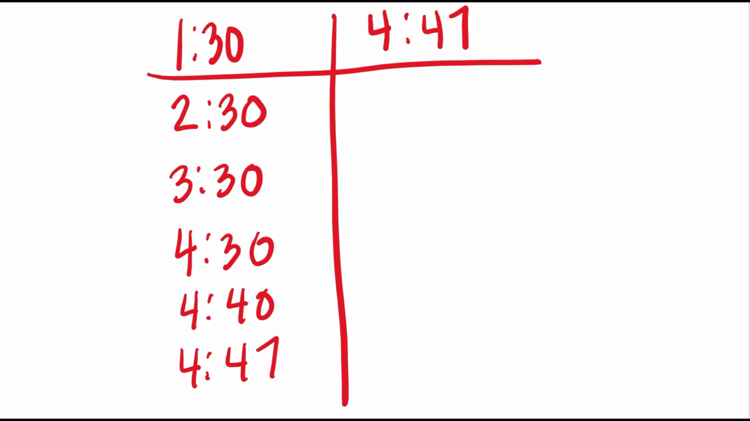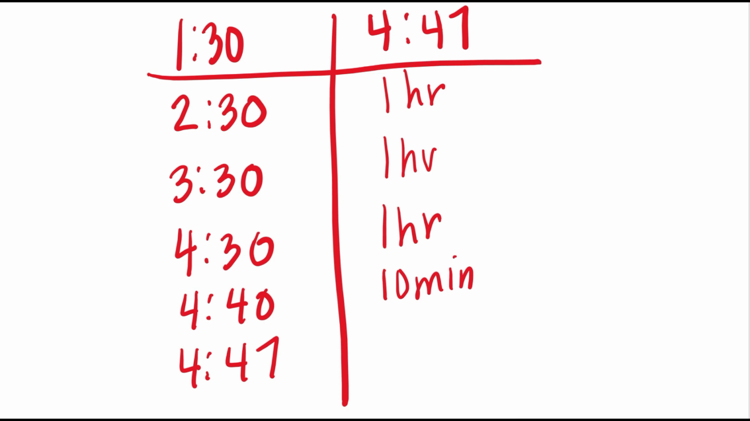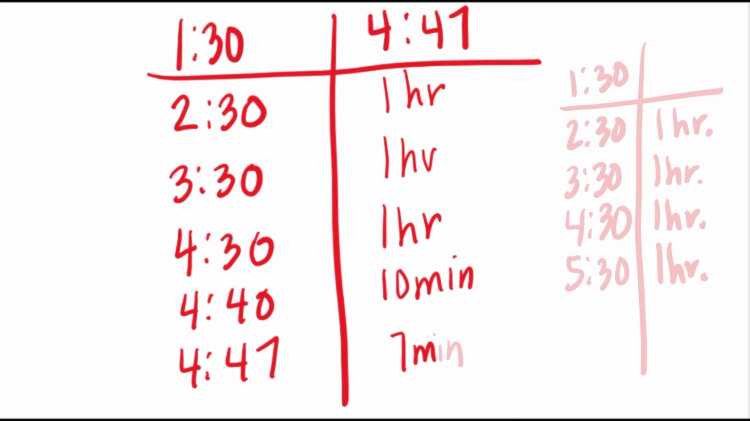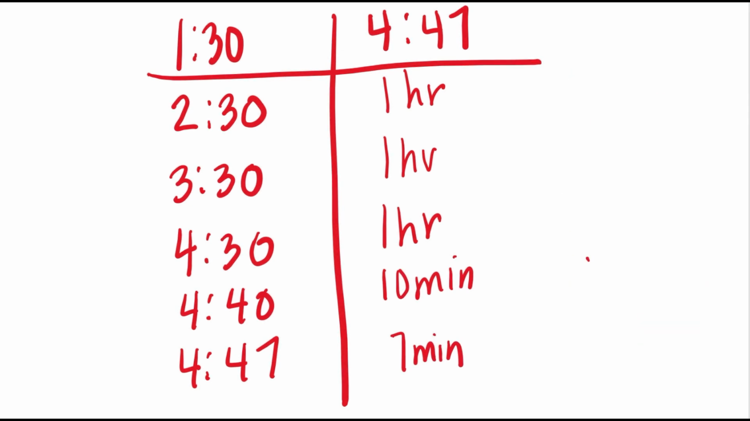So 2:30 to 3:30, or excuse me, 1:30 to 2:30 is 1 hour. 2:30 to 3:30 was an hour. 3:30 to 4:30, another hour. 4:30 to 4:40, 10 minutes. And 4:40 to 4:47 is 7 minutes.